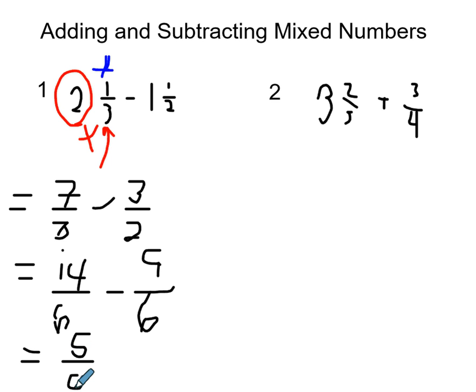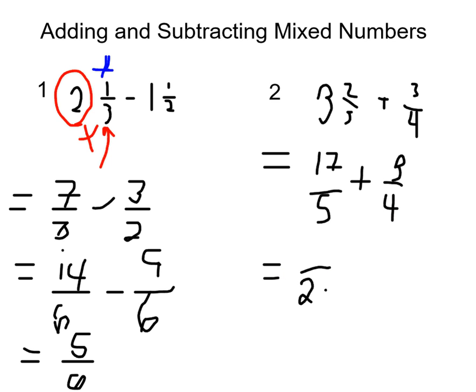Same thing over here with adding, exactly the same thing. Much easier to change it into an improper first. So 3 times 5 plus 2 is 17. Now the second one is not a mixed number. That's okay. You can have a combination. And then you get a common denominator. In this case, it will be 20. And we multiply by 4, so that's 17 times 4, 68, I believe. Hopefully I'm right. And this one will be 15.